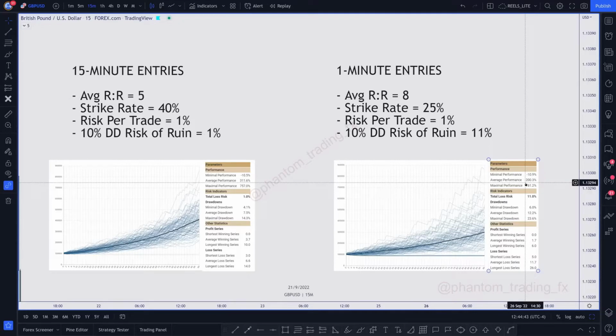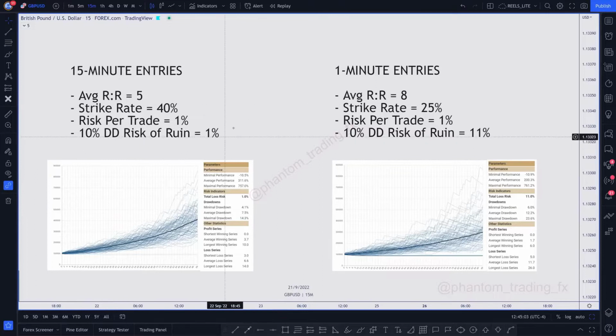And the reason for that is because your strike rate's higher. And even though you're making less R, right, you're actually producing a better return overall. And of course, your total loss risk of hitting that 10% drawdown is way better. Even if we look at the minimal and average drawdowns here, you can see the most drawdown that you're going to get with this particular risk system is, on average, 7.5%, whereas on average, it's going to be 12.2% with your 1 minute system, right? So you kind of have to weigh it out.